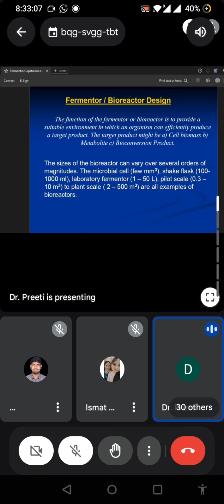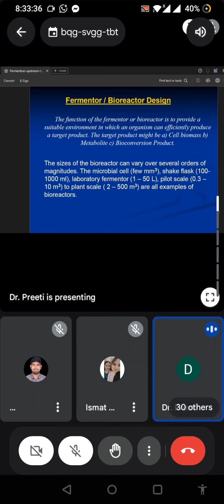So if you think of the size of the bioreactor, the microbial cell itself is the tiniest bioreactor, because the cell itself is converting the substrate into the product. And then you have, like we use in the laboratory, conical flask, shake flask, etc. First, of course, we will perform our experiments in a laboratory setup at small scale.